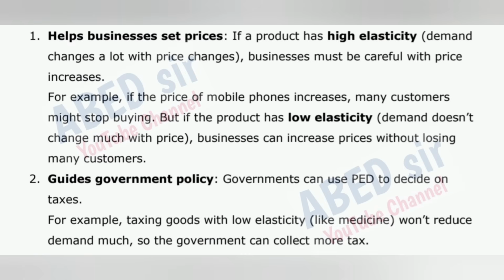If a product has high elasticity, demand changes a lot with price changes, so businesses must be careful with price increases. For example, if the price of mobile phones increases, many customers might stop buying. But if the product has low elasticity, demand doesn't change much with price, so businesses can increase prices without losing many customers. 2. Guides government policy. Governments can use PED to decide on taxes. For example, taxing goods with low elasticity, like medicine, won't reduce demand much, so the government can collect more tax.